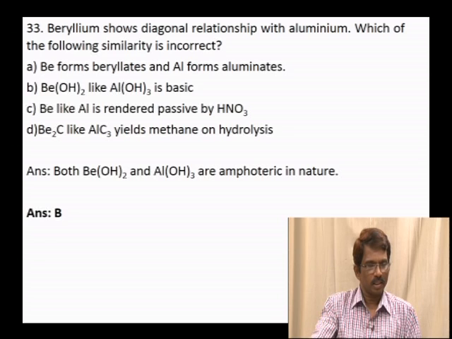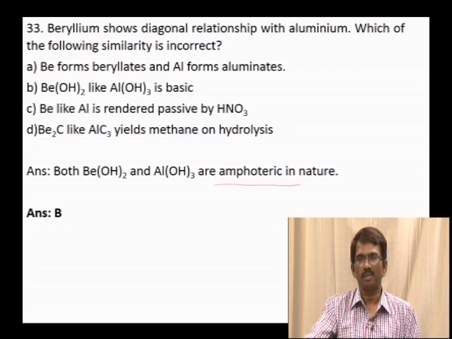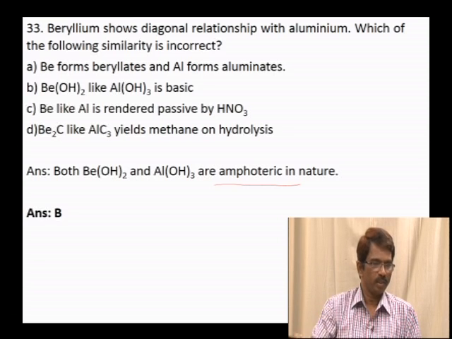Beryllium hydroxide, like Al(OH)3, is basic. Beryllium hydroxide and aluminum hydroxide, both hydroxides are amphoteric in nature. That means a substance is said to be amphoteric if it exhibits both acidic and basic properties. Both beryllium hydroxide and aluminum hydroxide are amphoteric, and this is the incorrect statement regarding the diagonal relationship, and hence option B is the correct answer.